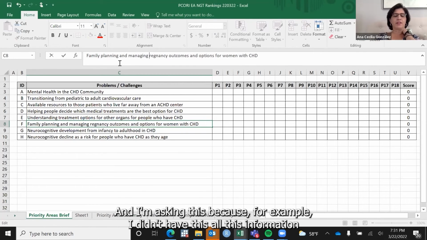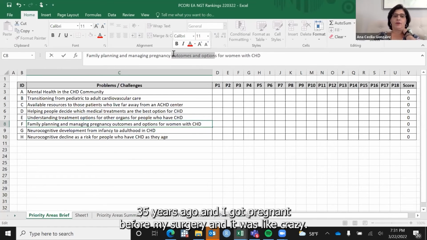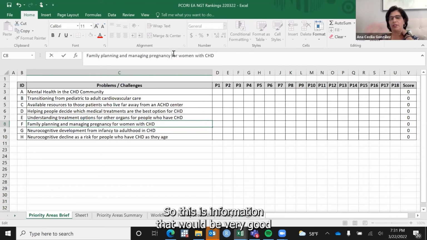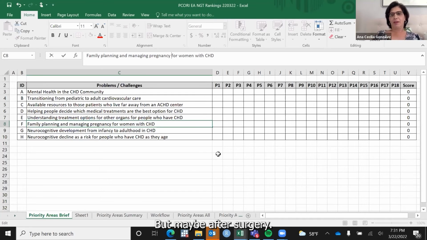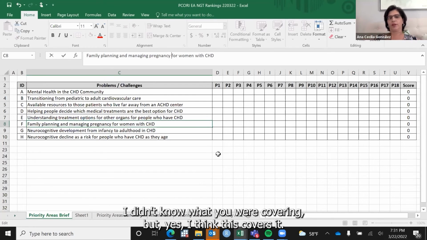Right, and I'm asking this because, for example, I didn't have all this information 35 years ago, and I got pregnant before my surgery, and it was crazy. So this is information that would be very good to have all the way since you're just a little girl. But I didn't know if you were talking about the option of having a baby, but maybe after surgery. I didn't know what you were covering. But yes, I think this covers it.